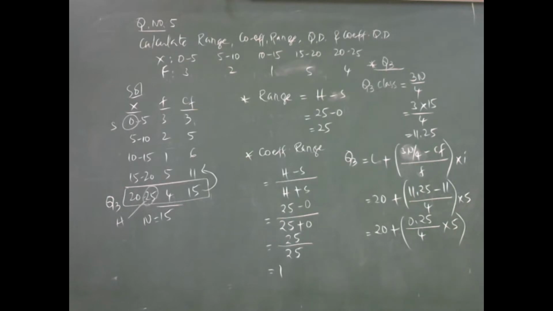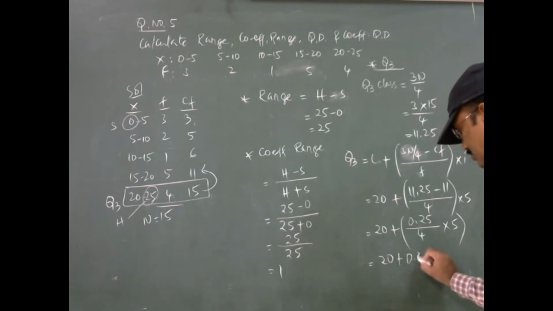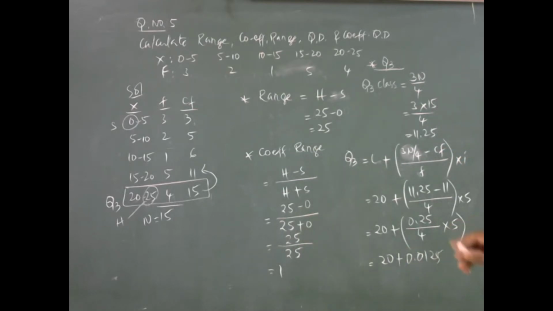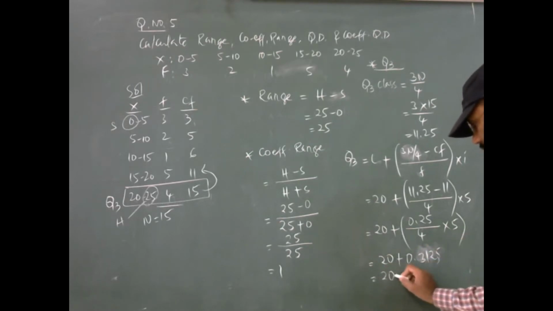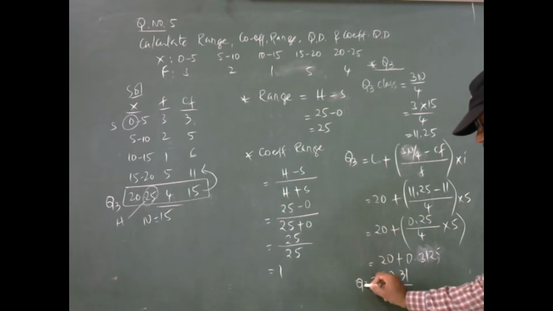The answer is like this: 0.25 into 5 divided by 4. The value comes 0.3125. So the answer is 20.3125. I will take only two decimal places here, so 20.31 is the Q3.